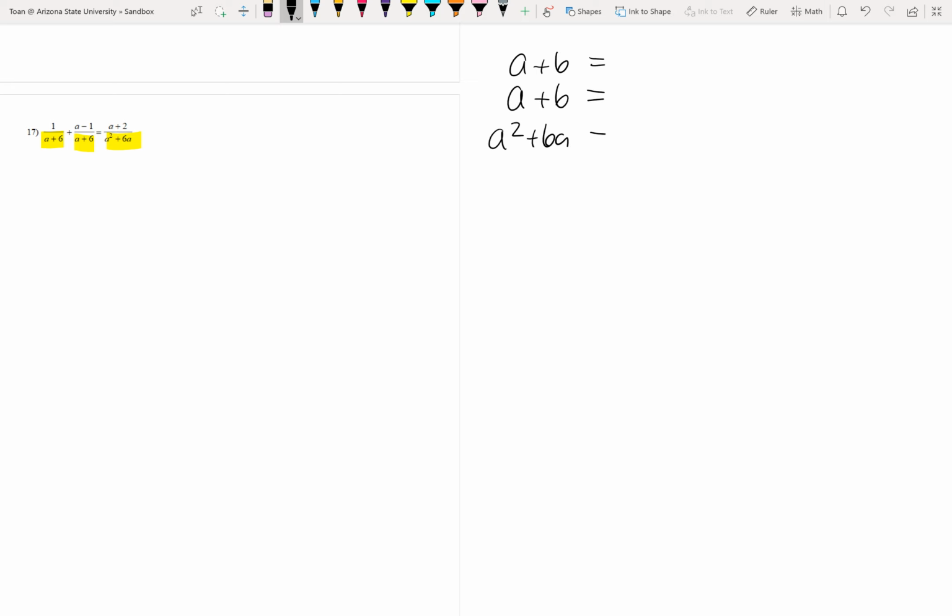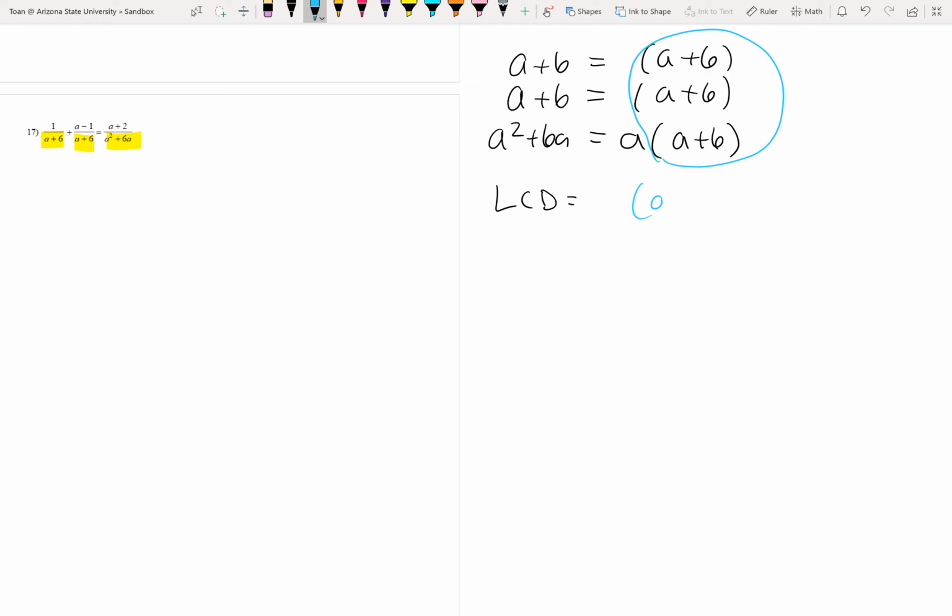Factor if you can. I can't here. I can't here. And I can factor out an a. Hopefully it's very obvious to see that the LCD, you have an a plus 6 in common. With the leftover a, it's just a times a plus 6. Then you want to go ahead and rewrite the problem with some spacing.